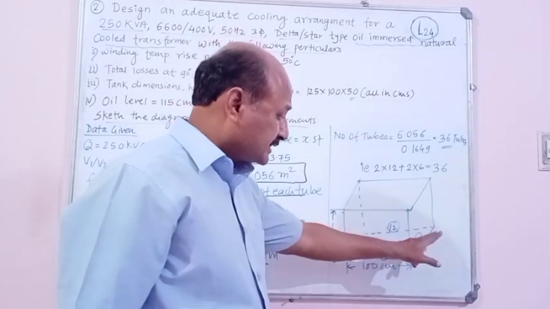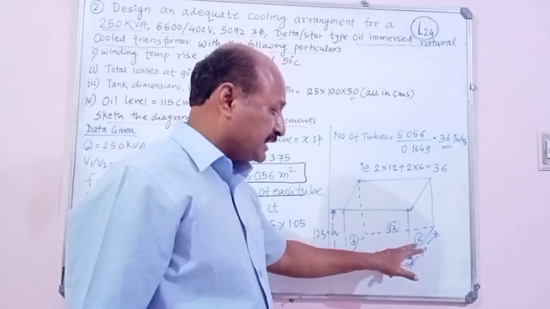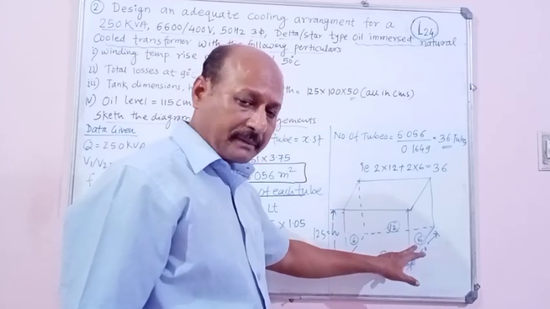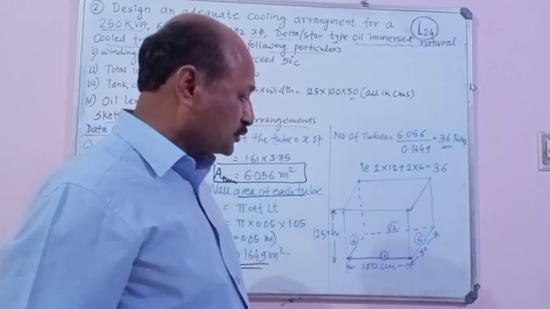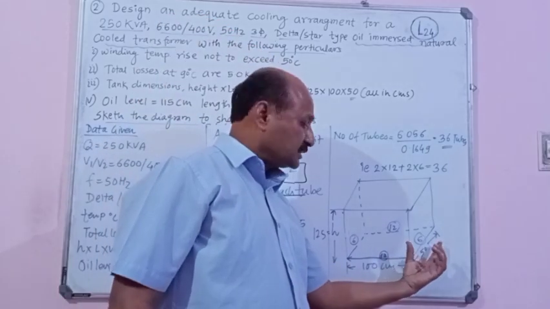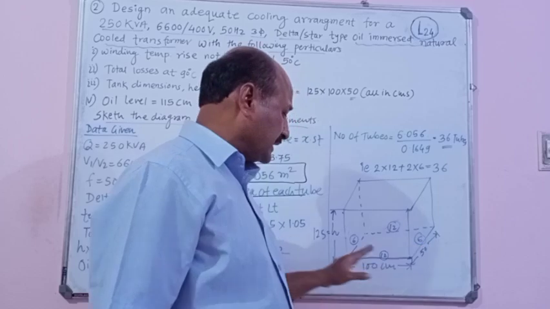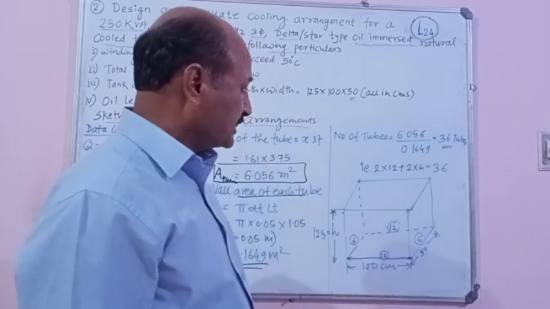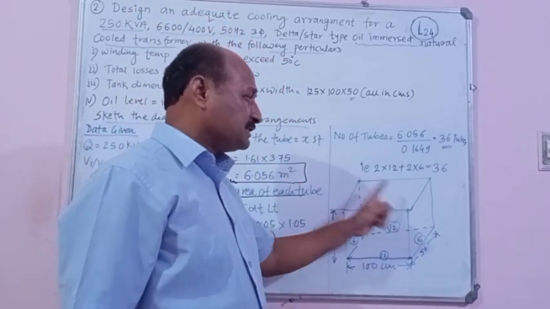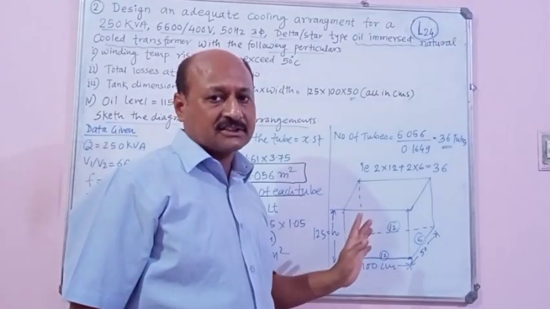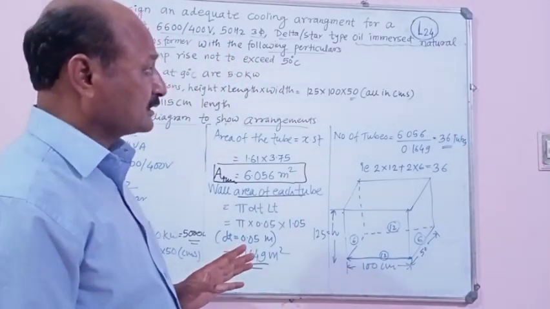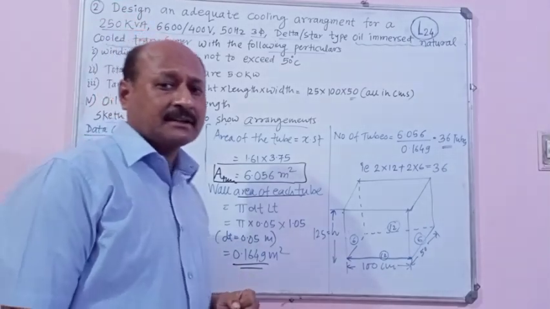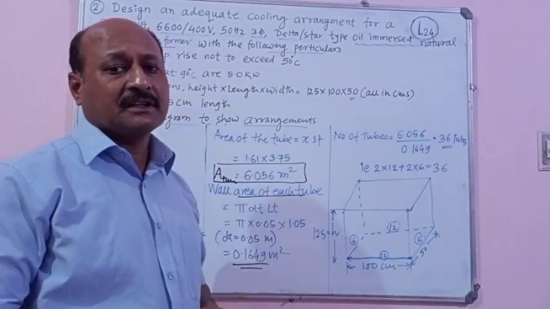Then this distance is 50 centimeter, so 50 divided by 6. So approximately 7 to 8 centimeter spacing between the two tubes, and in this way you can put the 6 tubes on this side and 6 tubes on this side. So in this way you can show the arrangement of the 36 tubes in a transformer tank. This completes the numerical on design of the transformer tank and the evaluation of the cooling tubes.